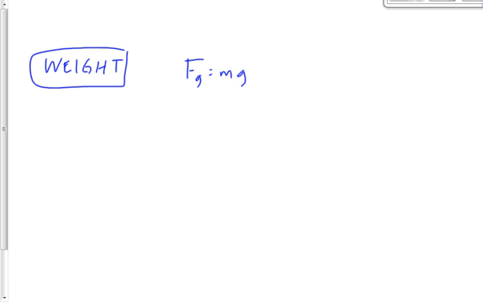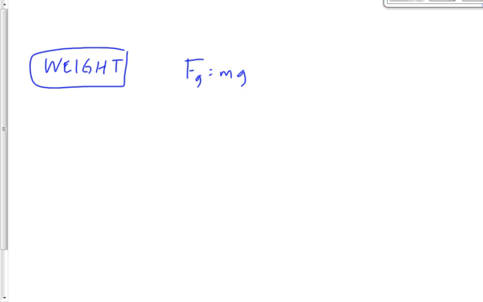We can be on Earth at sea level, we can be on Earth at the top of Mount Everest, we could be on Jupiter or the moon, and this would stay the same. Which is it? Is it mass or is it weight that stays the same? Mass stays the same. The amount of matter that you possess doesn't change no matter where you go.